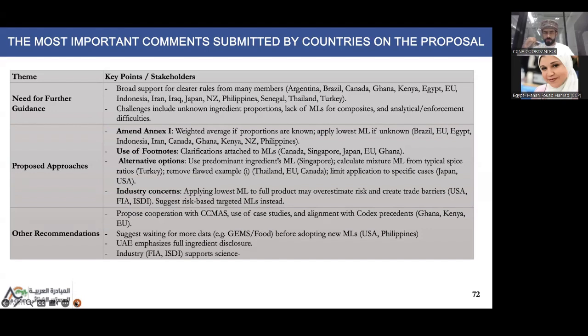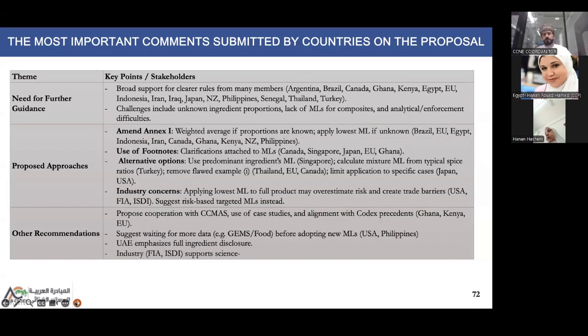Regarding alternative options, use predominant ingredients ML. Singapore supported that. Turkey supported the maximum levels of spices mixture. Thailand, EU, Canada limit application to specific cases. Also, there were concerns of industry supported by USA, FIA, ISDI, who suggest risk-based targeted MLs instead of applying to the whole product. The exaggeration will make obstacles at trade level.